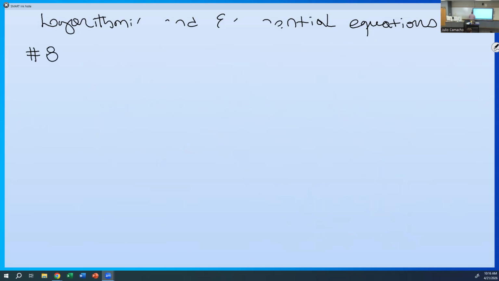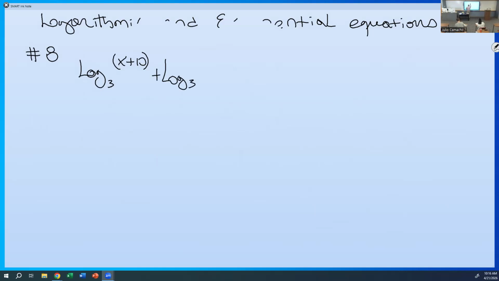Number 8. You have the log base 3 of x plus 10, and then you have plus the log base 3 of x plus 2, and both logs equal to 2. What will be my first step?